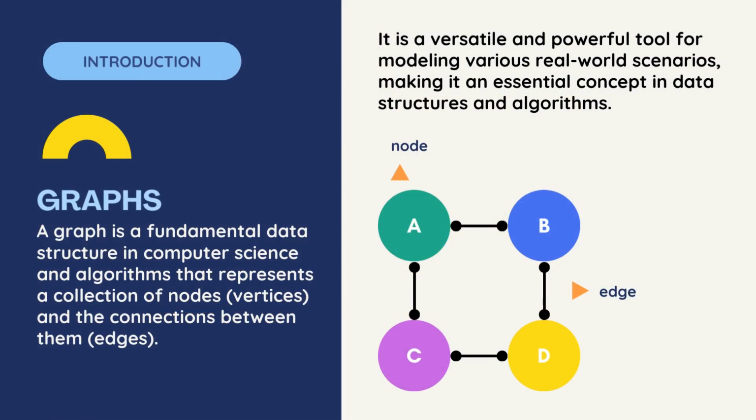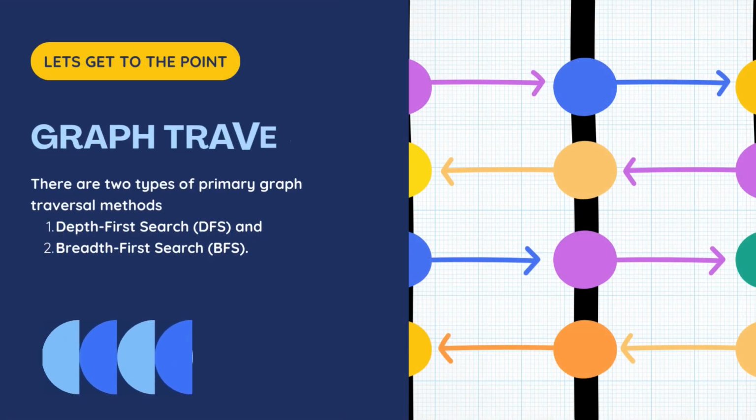A graph is a fundamental data structure in computer science and algorithms that represents a collection of nodes, vertices, and the connections between them, edges. It is a versatile and powerful tool for modeling various real-world scenarios, making it an essential concept in data structures and algorithms. Now let's talk about graph traversal.